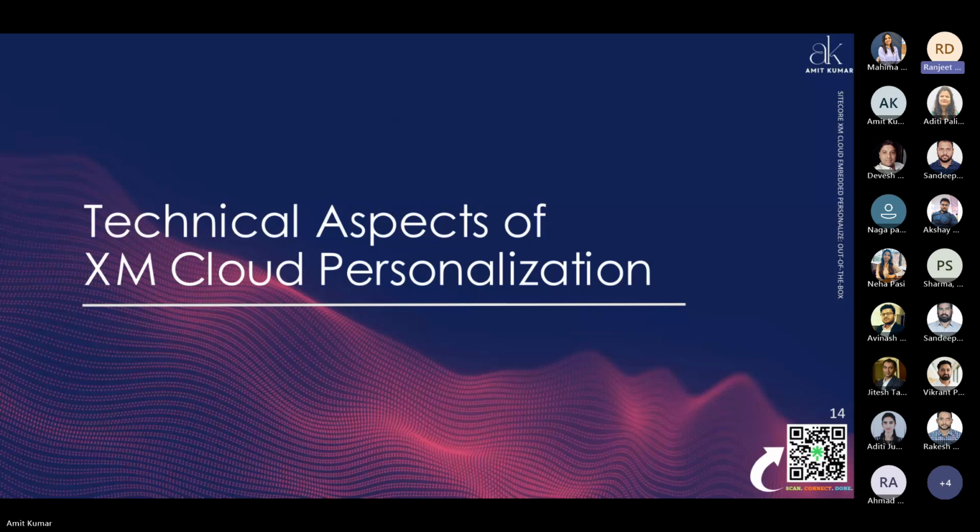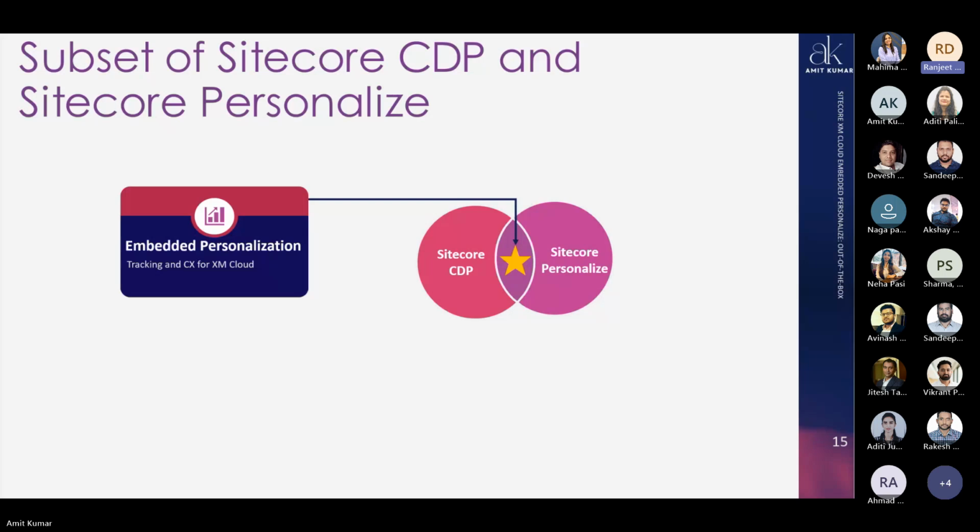Let's see the technical aspects of XM Cloud personalization. As mentioned by Amit earlier, embedded personalization is out of the box and is a subset of CDP and Sitecore Personalize. What it means is you don't need any license for embedded personalization; you get it out of the box once you buy XM Cloud. Sitecore has two more powerful tools, CDP and Personalize. CDP focuses on collecting and unifying customer data from various sources, whereas Personalize builds on top of that data to deliver personalized experiences across multiple channels.